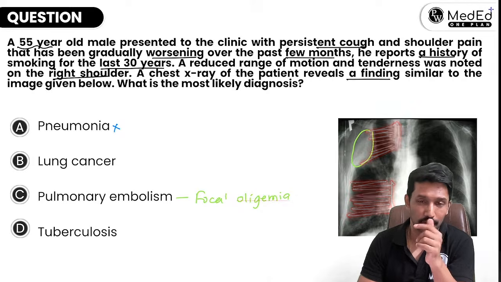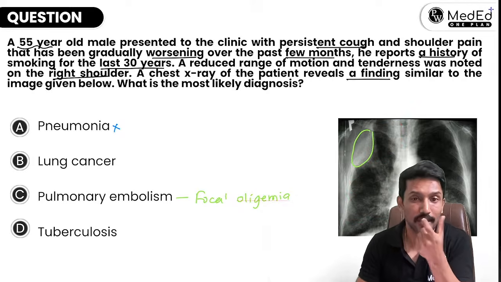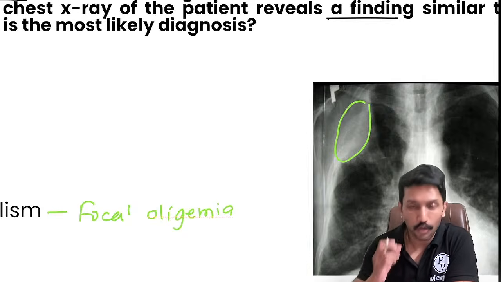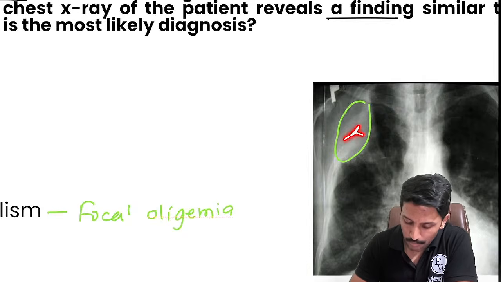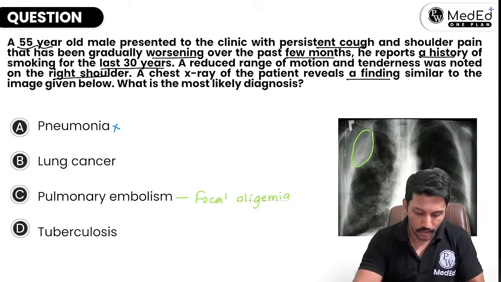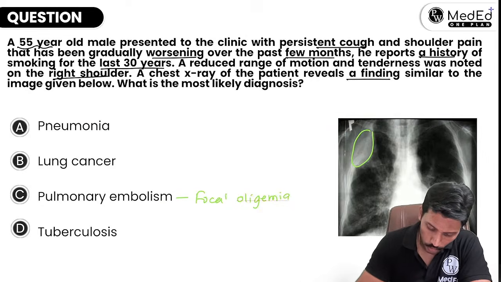That's not what I see here. Second, pneumonia is supposed to have air bronchograms. So within the opacity, you may see some bronchi.